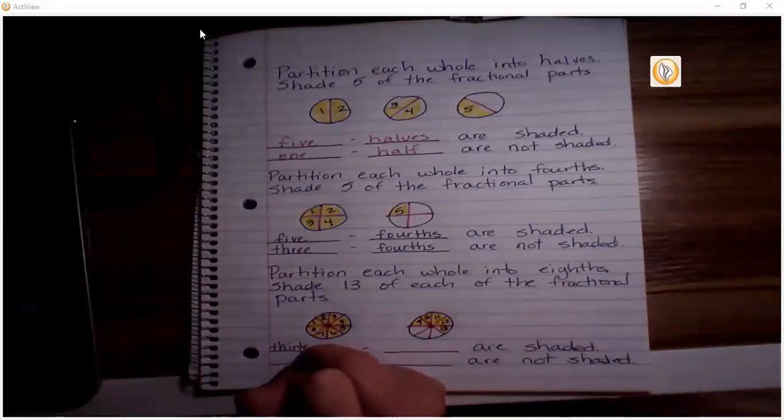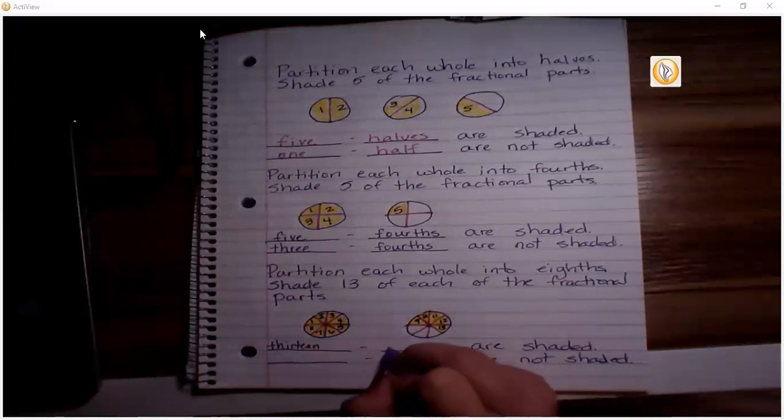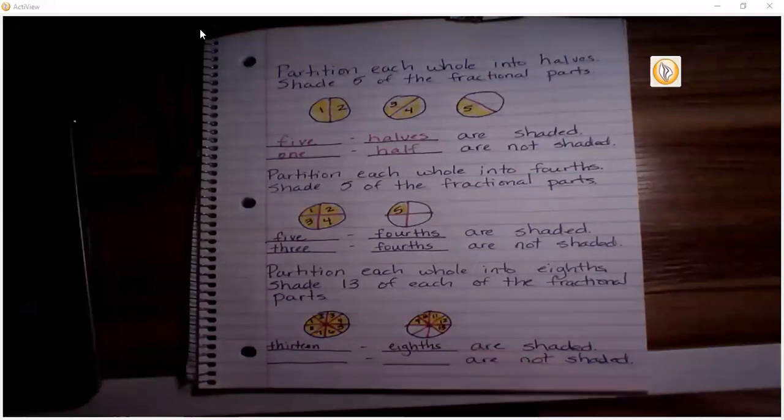Which means we have 13 eighths. Remember to put that TH at the end. 13 eighths are shaded.